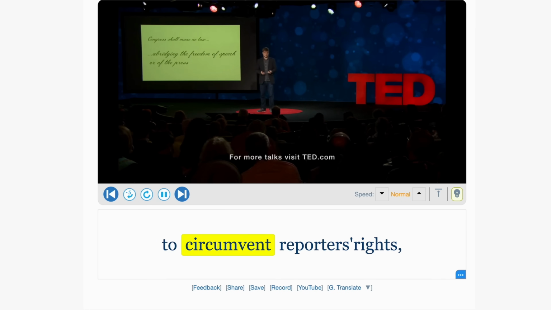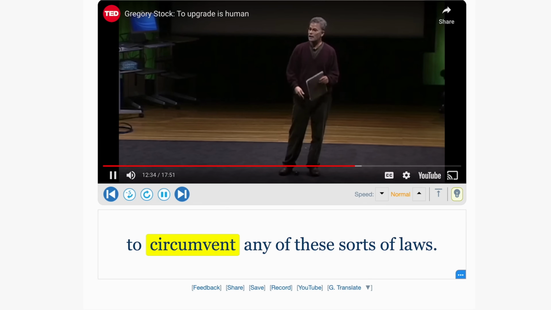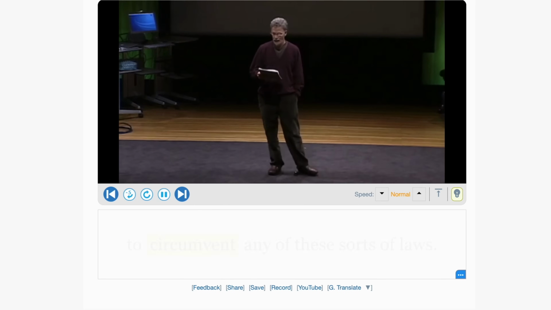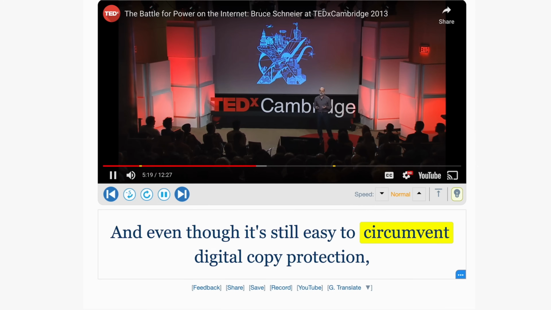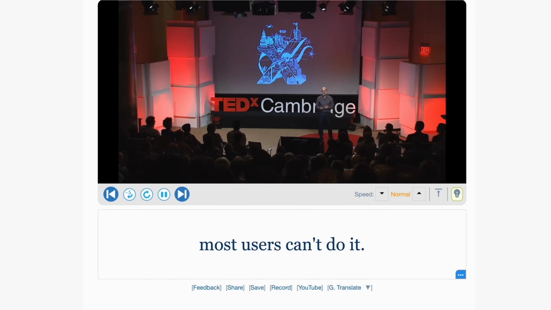Allowed the government to circumvent reporters' rights. To circumvent any of these sorts of laws. And even though it's still easy to circumvent digital copy protection, most users can't do it.